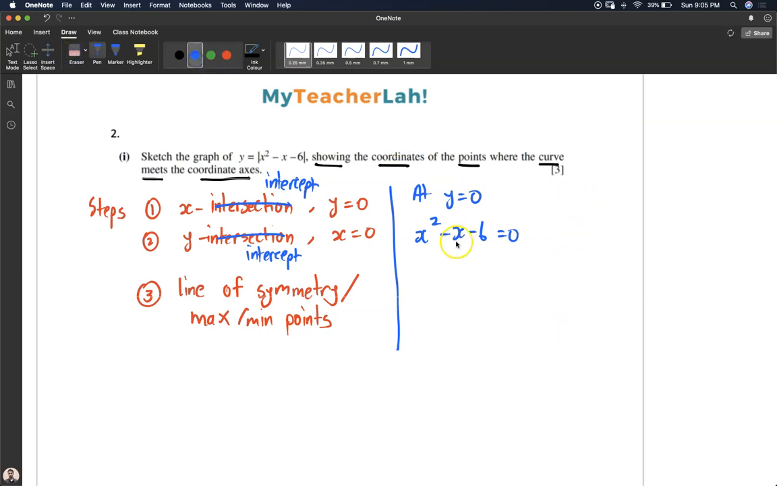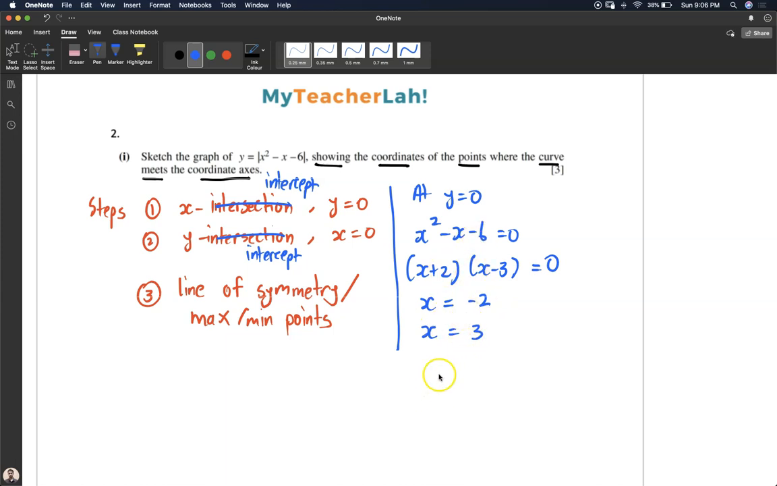Okay, so that's the other part, the x equals 0, which I'll talk about later. All right, so just factorize this. You will end up with x plus 2 and x minus 3 equals 0. So now you're getting x equals negative 2 and x equals 3. So you have 2 values here.